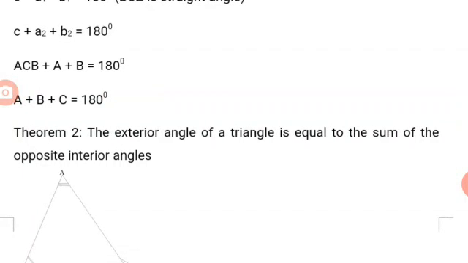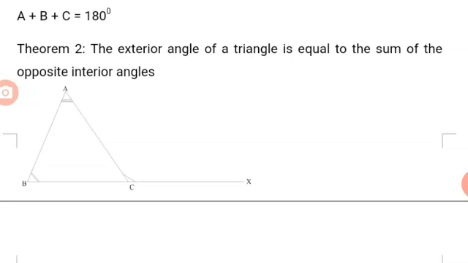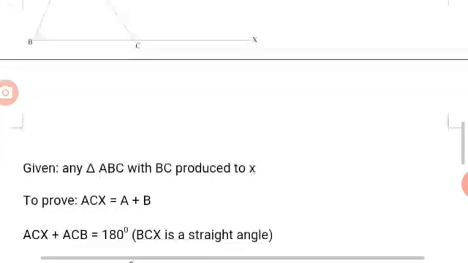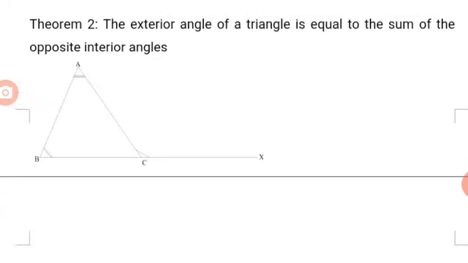Now let us look at the second theorem. That is, the exterior angle of a triangle is equal to the sum of the opposite interior angles. Before I go, what they are trying to tell us here is that angle ACX is an exterior angle to triangle ABC.